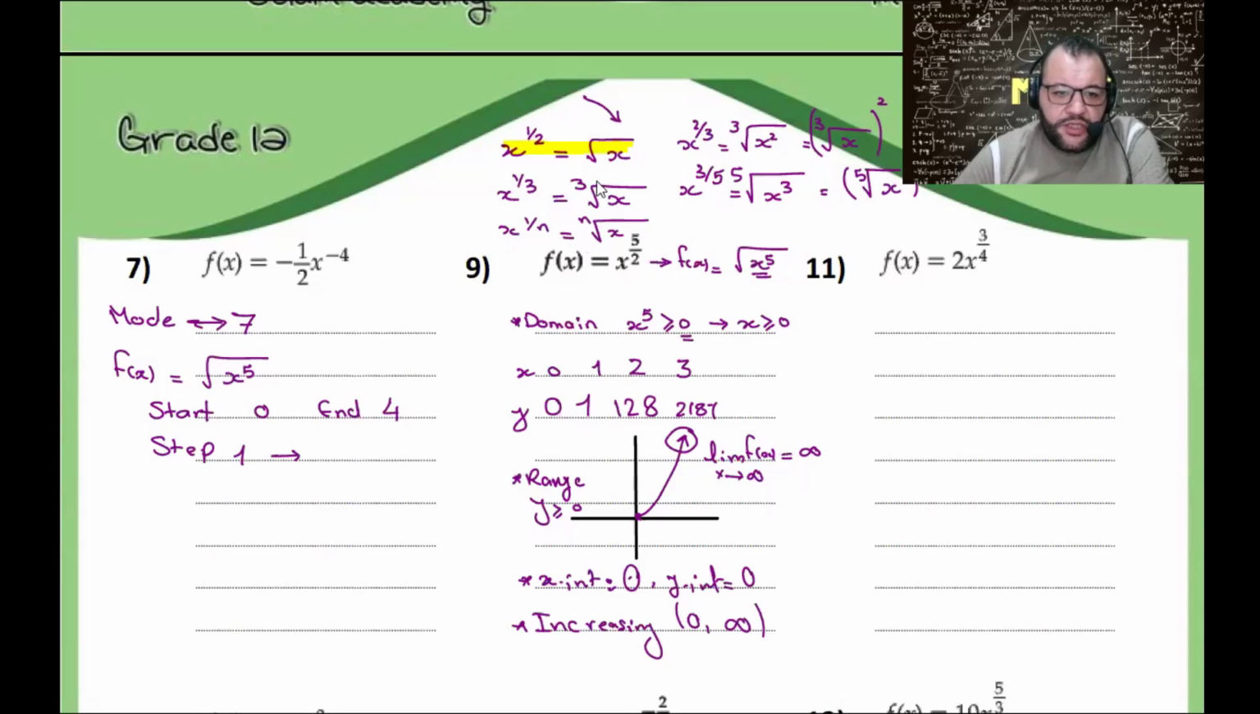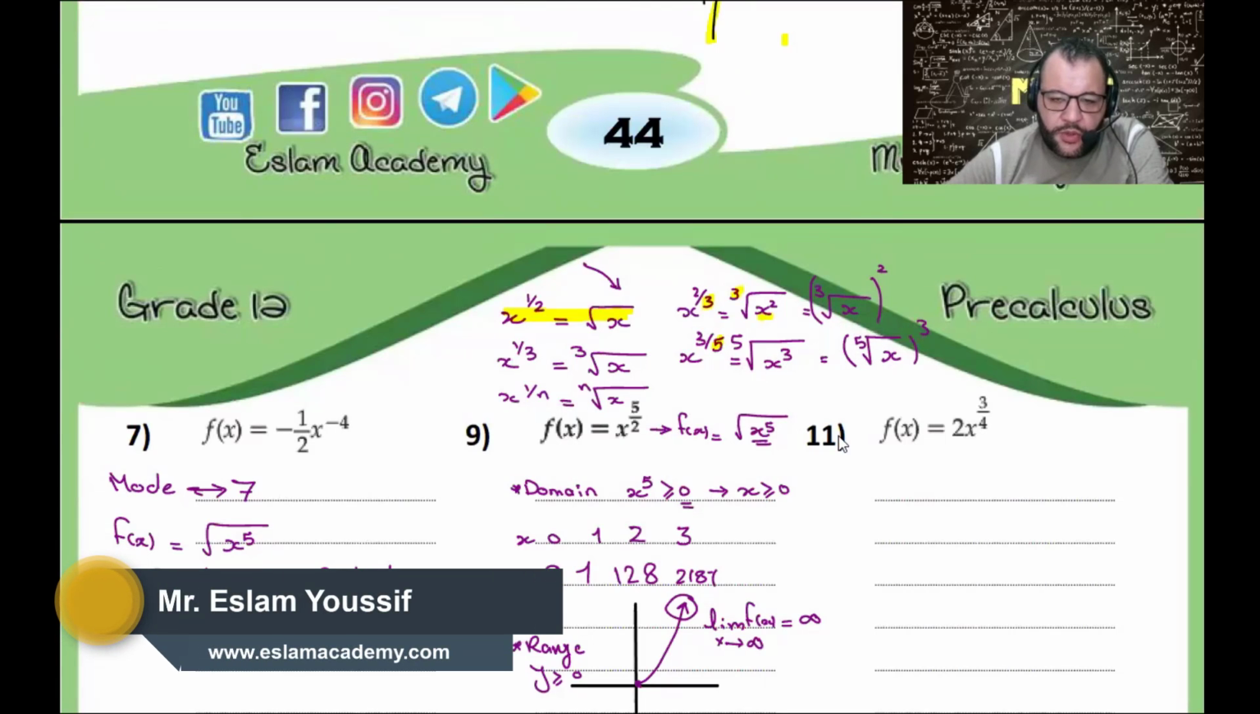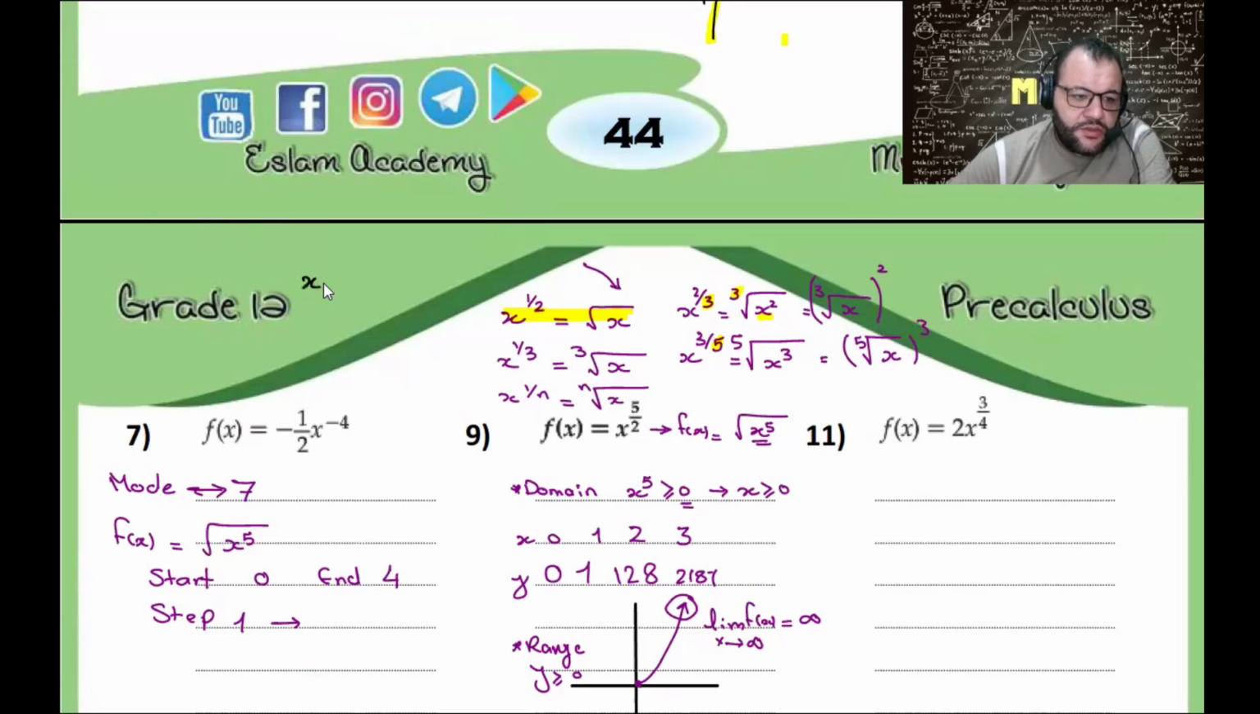Suppose that we have a different power, and the numerator is not 1. The numerator is any number. The denominator will be the nth root. The denominator here is 3, so the nth root here will be 3, and that will be x to the power 2. You can write it inside the root, or you can write the root of x all raised to the power 2. That will be the fifth root, and x could be to the power 3 or all to the power 3. You understand it? So for this one we have x to the power 5 over 2, so it will be the square root of x to the power 5.